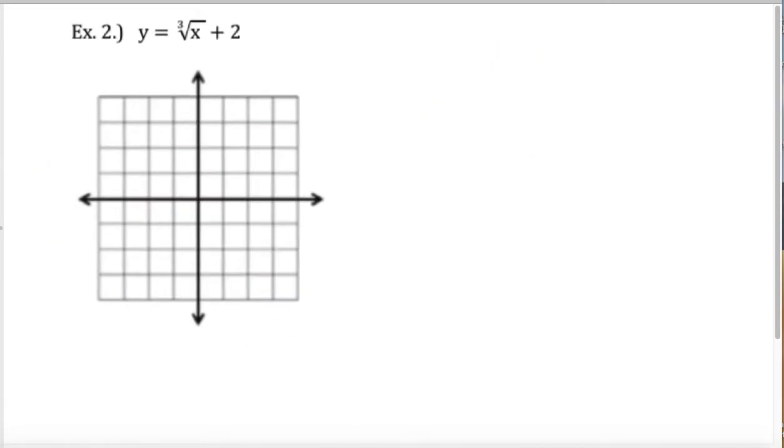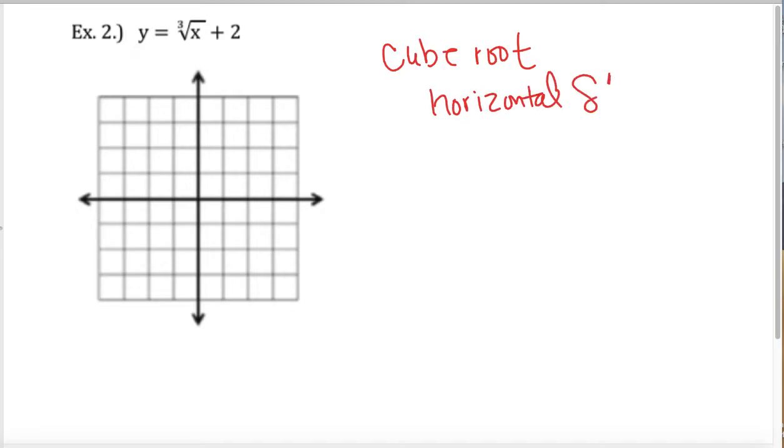Example number 2. We look at the equation and we pick out the parent. This is the cube root. And when we see the cube root, we know that this is our horizontal S. Okay, so we have our parent points of our horizontal S, 0, 0, 1, negative 1.